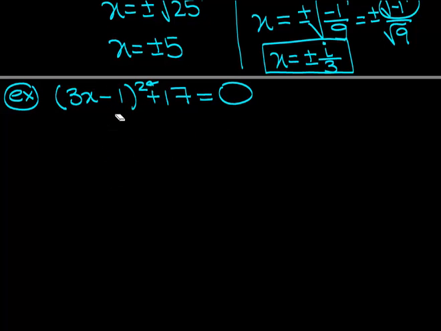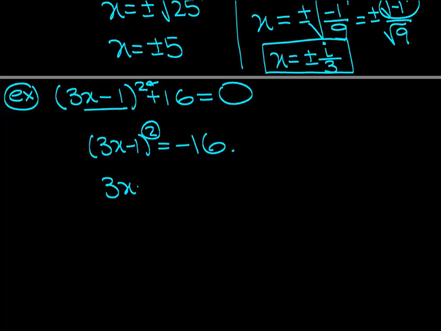So just for now, imagine this is one chunk. It's not something complicated like this. Just imagine it's something really simple. So let's write it that way. You move the number over. Let's make this a 16, so it'll work out nice. Okay, then we have a square and a number, so to get rid of the square, we're going to use the square root theorem, which gives us 3x minus 1 is equal to plus or minus square root of negative 16.